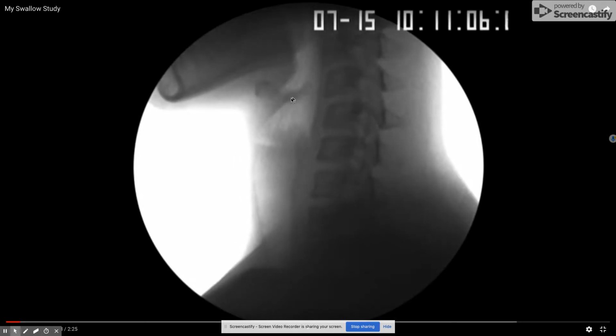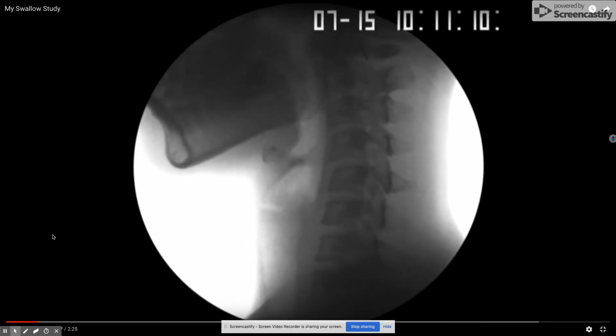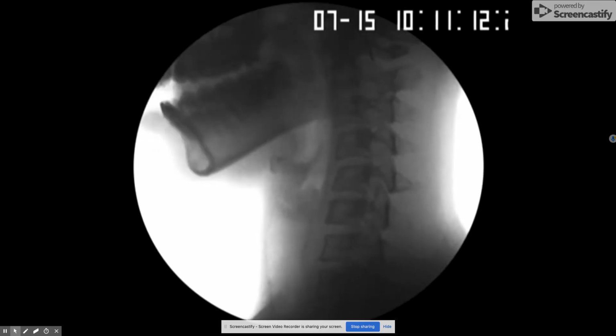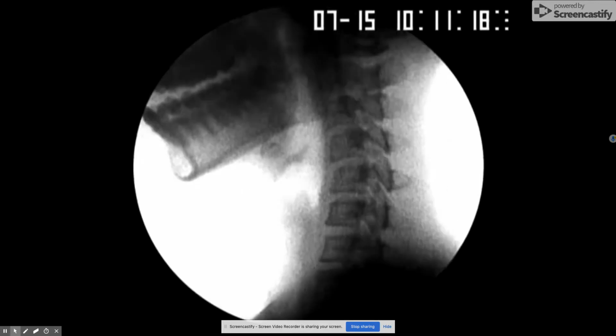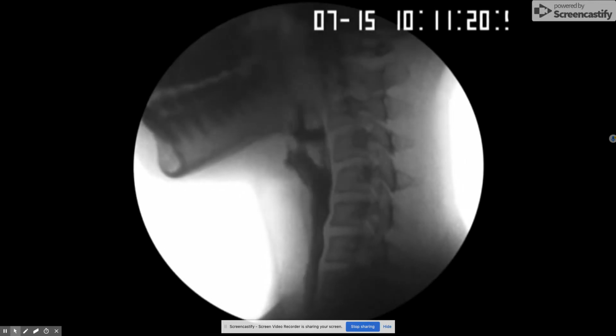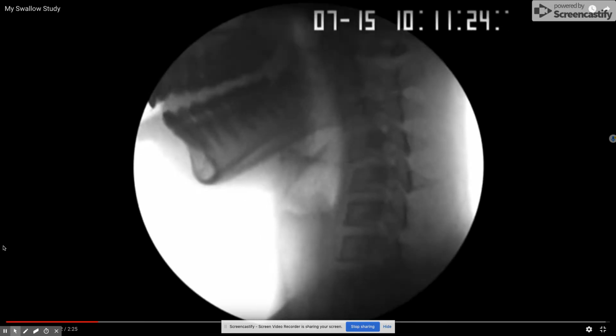Here's the epiglottis right here. Okay, I just want you to look straight ahead at the wall and say candy, candy, candy. Great. I'm going to give you the cup. This is a barium liquid. I just want you to take one sip and swallow. Now watch the epiglottis. Great. Just take a couple sips in a row like you're thirsty.